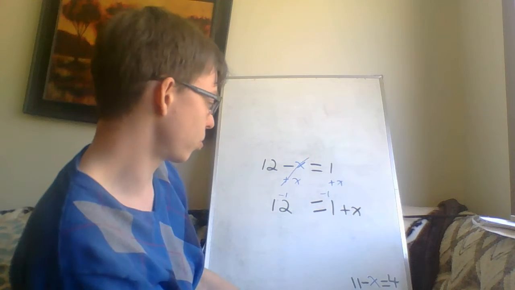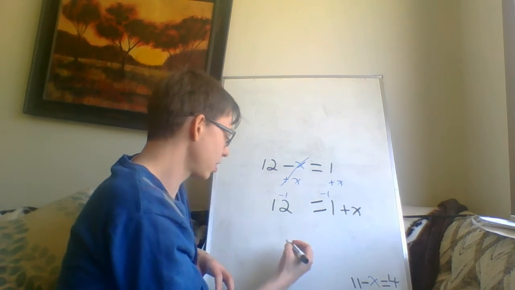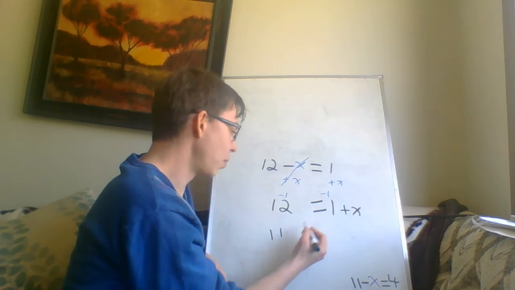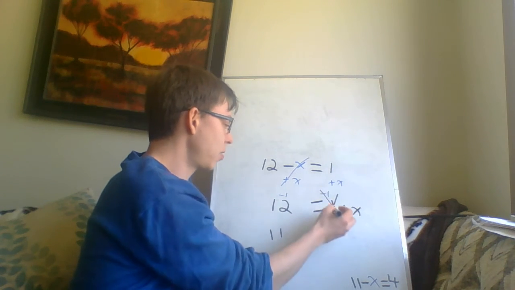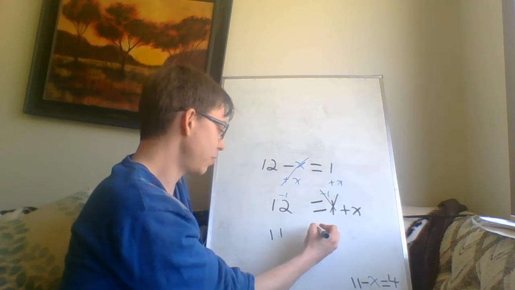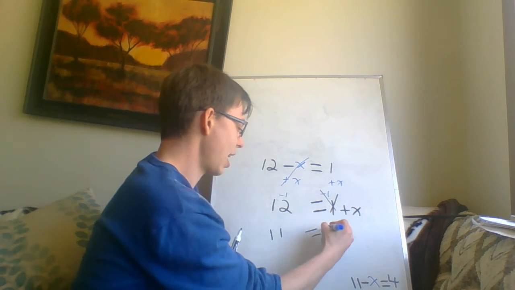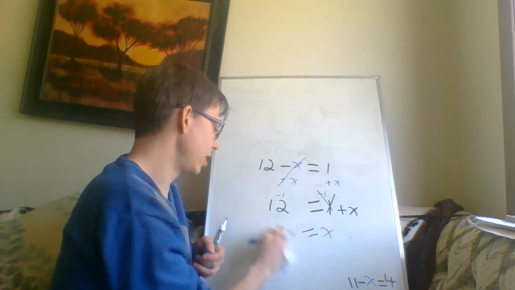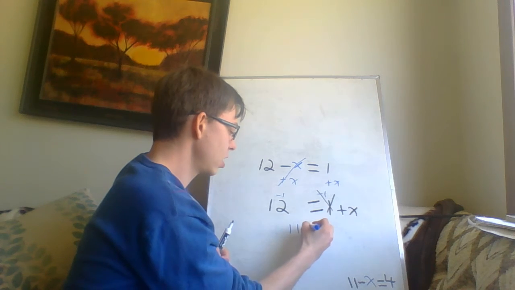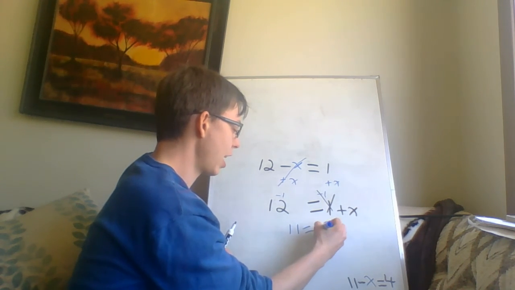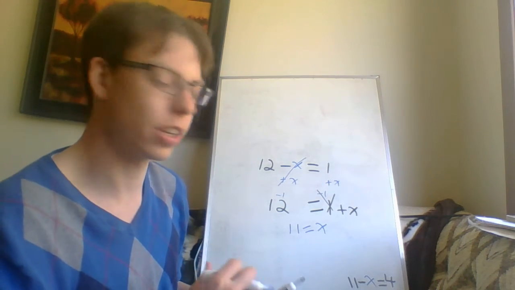Now let's rewrite the equation. What is 12 take away 1? 11. And what do we have on this side? Hey, the negative 1 and the 1 canceled each other out. That's excellent. So I'm left with 11 equals x. I need to rewrite that better. 11 equals x. So I know what x is now. I've solved it a second way.